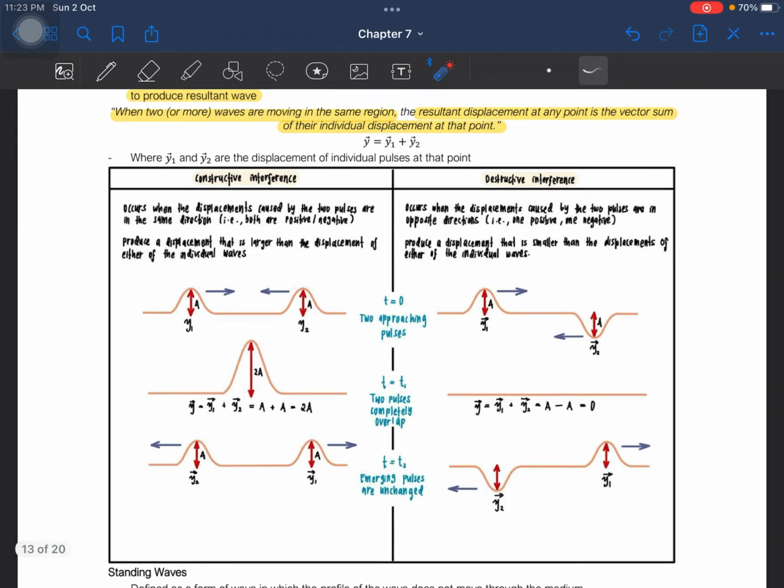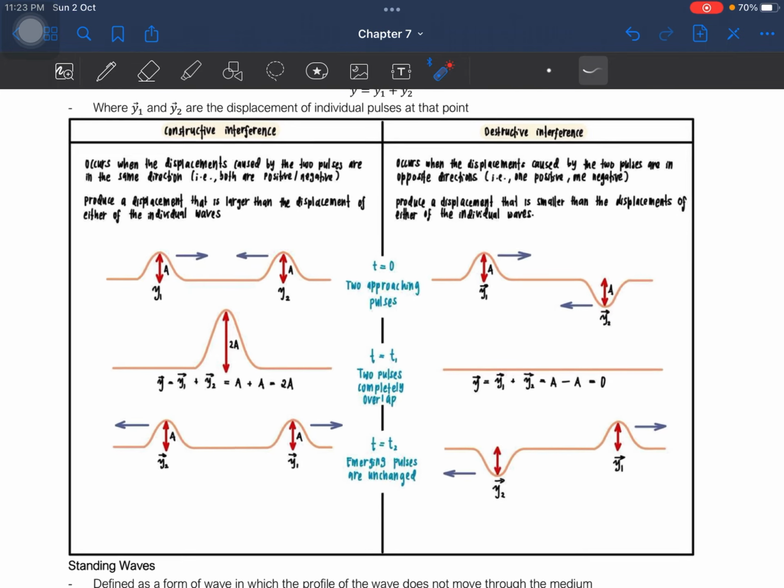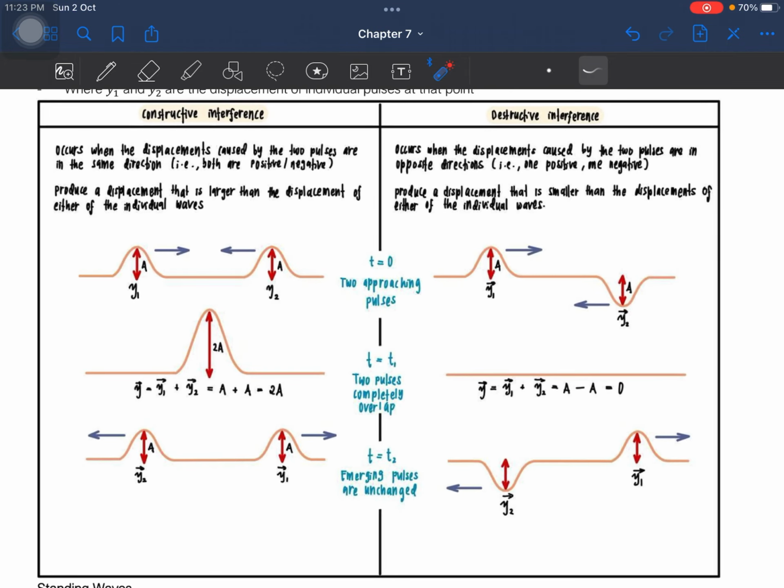Okay, so this is a table explaining to you about constructive interference and destructive interference. So constructive interference ni, it occurs only when the displacement caused by the two pulses are in the same direction. Okay, so both equations tu adalah either net positive ataupun both either negative. Okay, so this interference would produce a displacement that is larger than the displacement of either of the two individual waves.